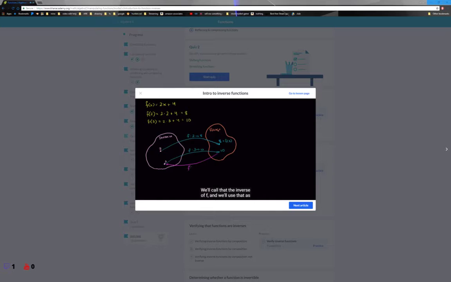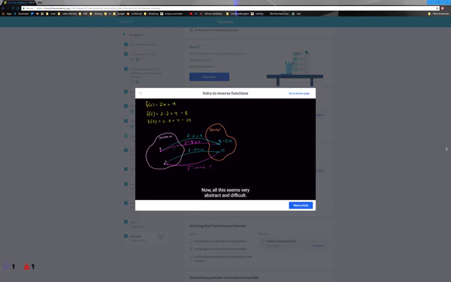We'll call that the inverse of f, and we'll use that as a notation. It'll take us back from 10 to 3. Is there a way to do that? Will that same inverse of f take us back from 8 to 2? Will the inverse of f, if we apply it to 8, take us back to 2?